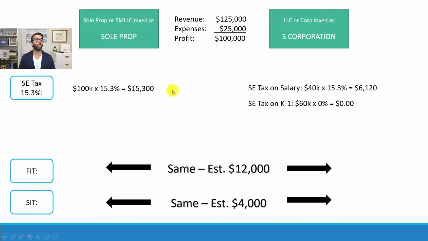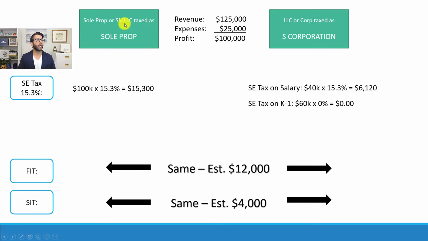That's a great transition over to this next slide. I know you see a lot of things here on this slide, but bear with me, I'm going to explain it all to you. So here on this slide, I'm comparing what taxes you pay as a sole proprietor and what taxes you could be paying as an S corporation, okay?